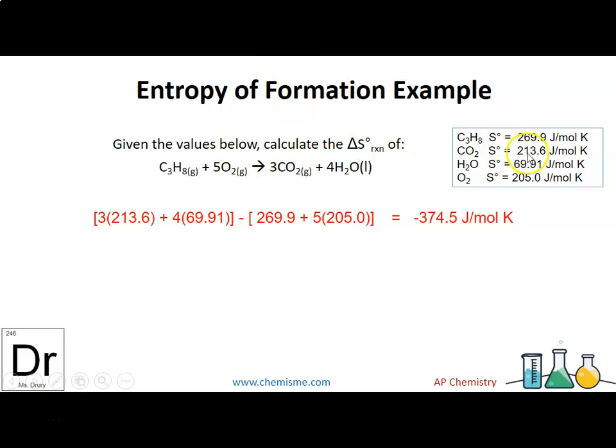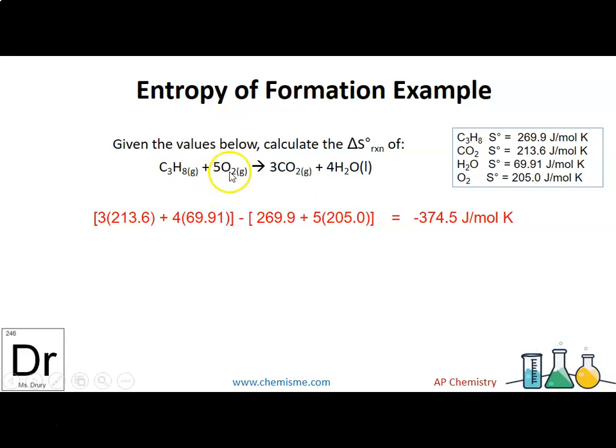3 CO2s, which were valued at 213.6 each. 4 waters that were valued at 69.91 each. Subtract the reactants. C3H8 was 269.9. It only happened once. And 5 oxygens, this time this does have a value of 205, so 5 times 205. We throw it in our calculator, make sure you use these parentheses. We get negative 374.5. What that means is it's decreasing its entropy.